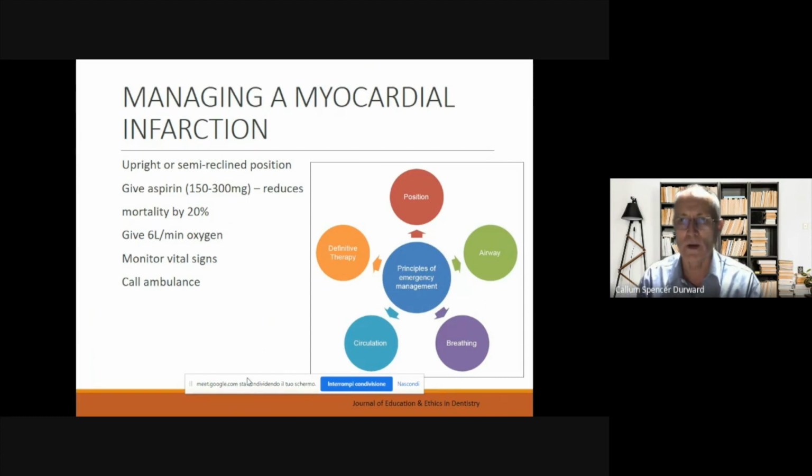When managing a myocardial infarction that occurs in the dental clinic, seat the patient upright or in a semi-reclined position. Give aspirin orally, as this reduces the mortality by about 20%. Give oxygen, monitor the vital signs, and call an ambulance.